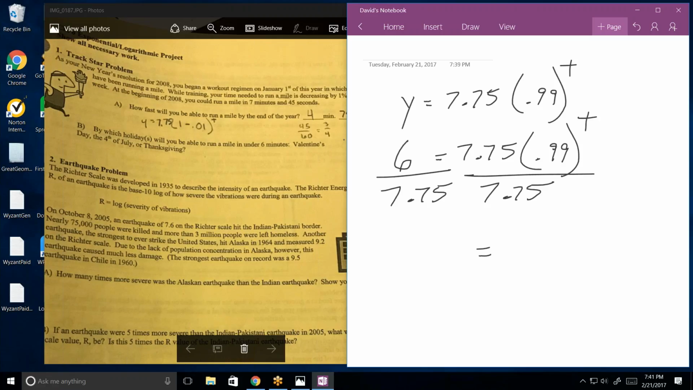No, you got it backwards. Always know that when you're taking a smaller number and dividing it by a bigger number, you are not going to get an answer greater than 1. Oh, yeah, I did 7.75 divided by 6. My bad. So what's 6 divided by 7.75? 0.77. What is it?